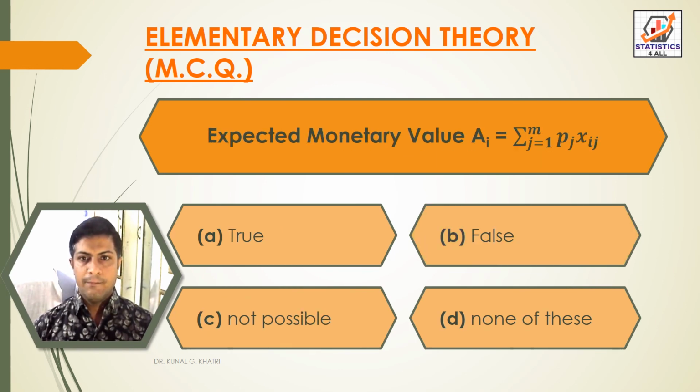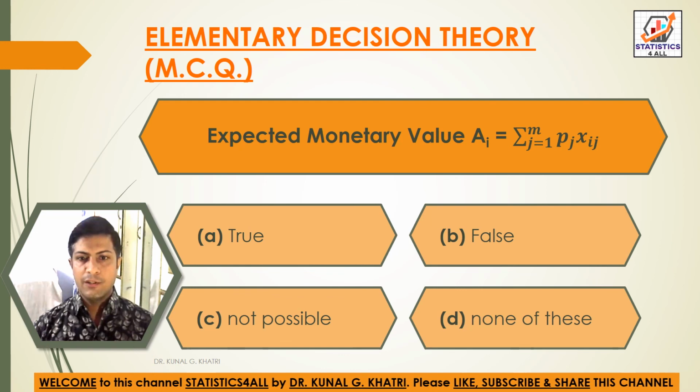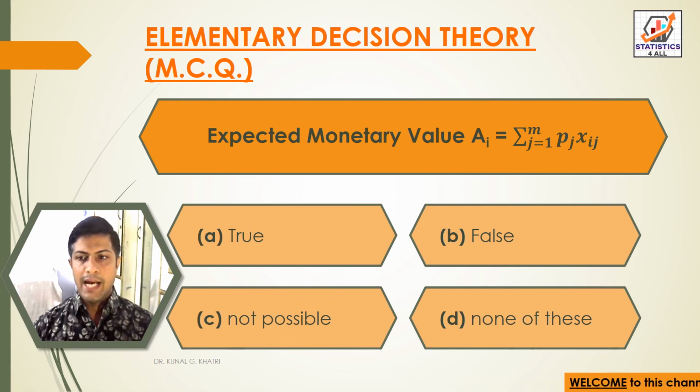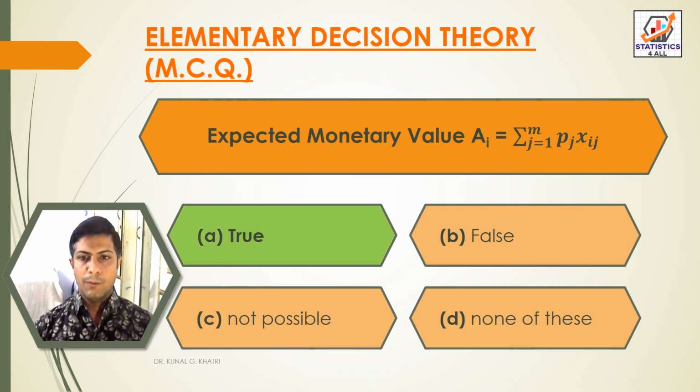Next question. Expected monetary value EMV of A_i is equal to the sum of j equals 1 to m of p_j times x_ij. Option A, true. Option B, false. Option C, not possible. And option D, none of these. So here we have answer option A, that is true. Expected monetary value of A_i is equal to the sum of j equals 1 to m of p_j into x_ij.